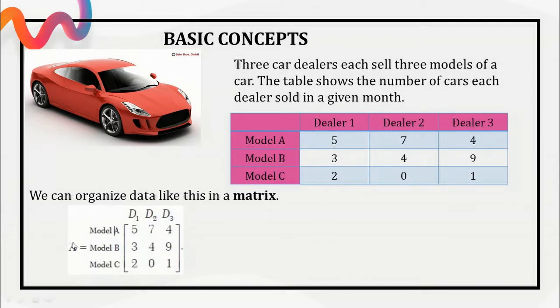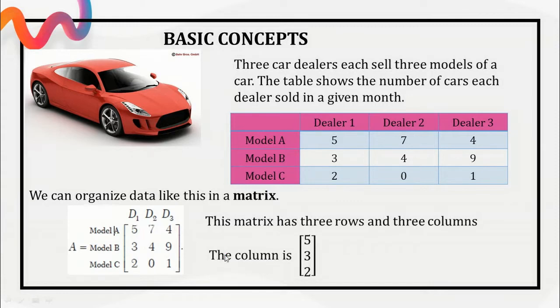You can use any variable here, but remember that when we call a matrix, we use a capital letter, A. So this one is A: model A row is 5, 7, 4, then 3, 4, 9, and 2, 0, 1. This matrix has 3 rows and 3 columns. A row is 5, 7, 4 and a column is 5, 3, 2.